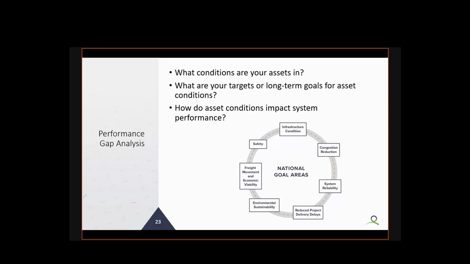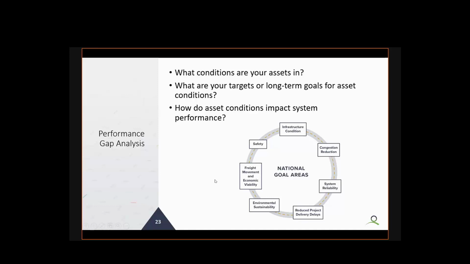So the regulation defines a performance gap as the gap between the current asset condition and the state DOT targets for asset condition, and the gaps in performance effectiveness that are best addressed by improving the physical assets. So your asset management plan needs to take into account, are there congestion issues in my system or freight choke points that can be addressed by improving the physical infrastructure? Do I have safety concerns that can be improved or addressed by improving the physical infrastructure?